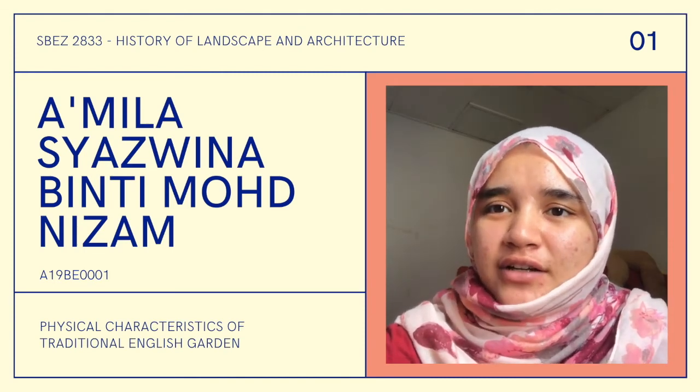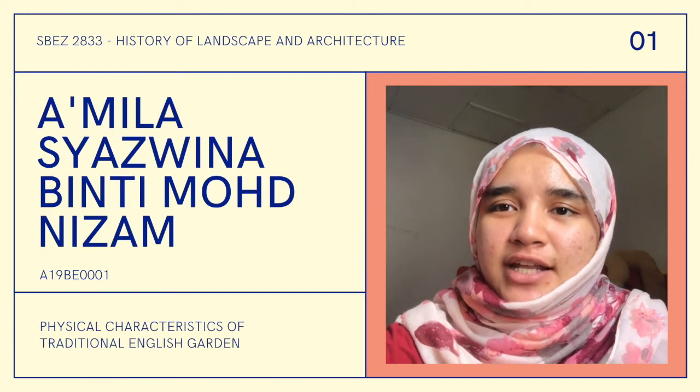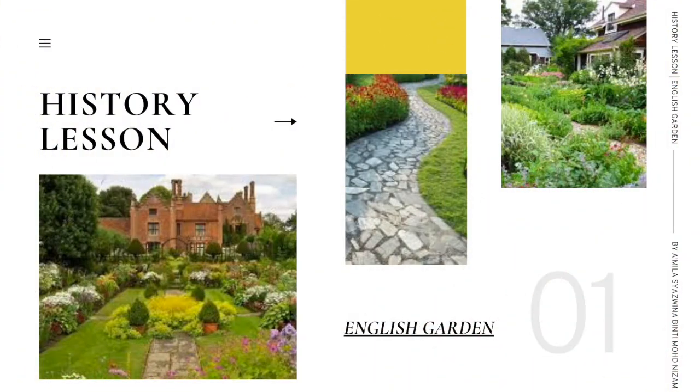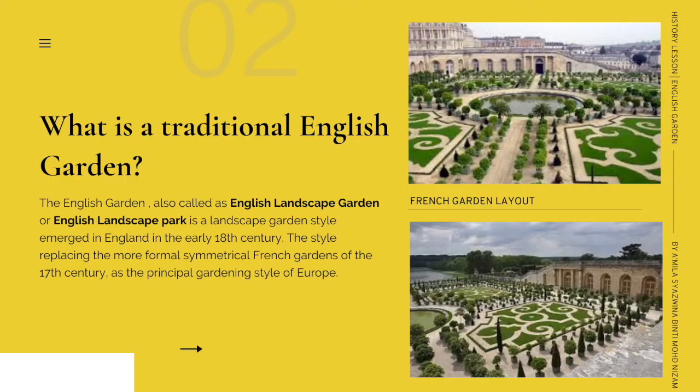Today I'm going to present the topic of the physical characteristics of a traditional English garden. For today's lesson, we are going to discuss the English garden, more specifically the physical characteristics of a traditional English garden. How about we start with the question: what is a traditional English garden?